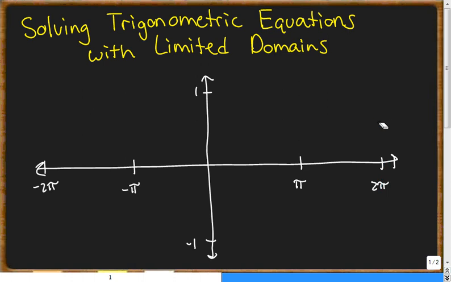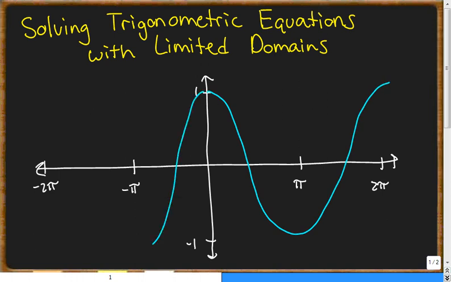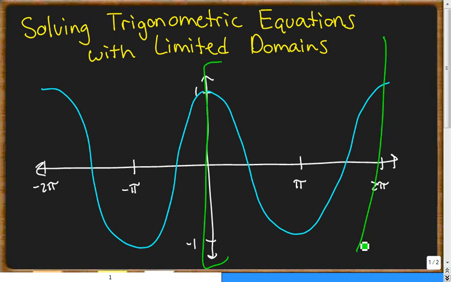So let me draw the curve for cosine. Cosine is going to look something like this. On the unit circle, you know the values of cosine from here to here. Now, if they asked you to answer in a different range, you would need to use your ideas of coterminal angles.